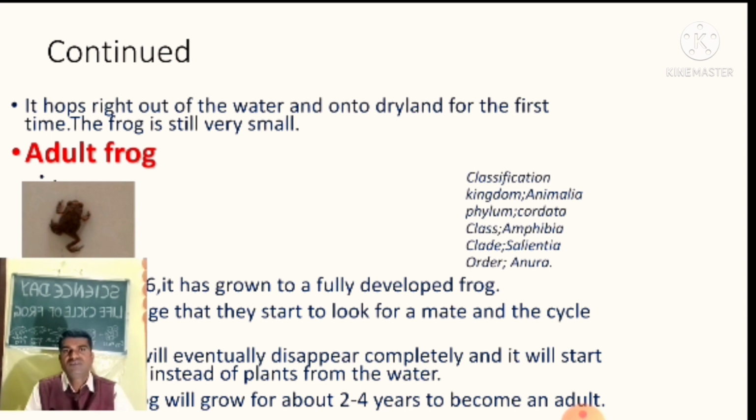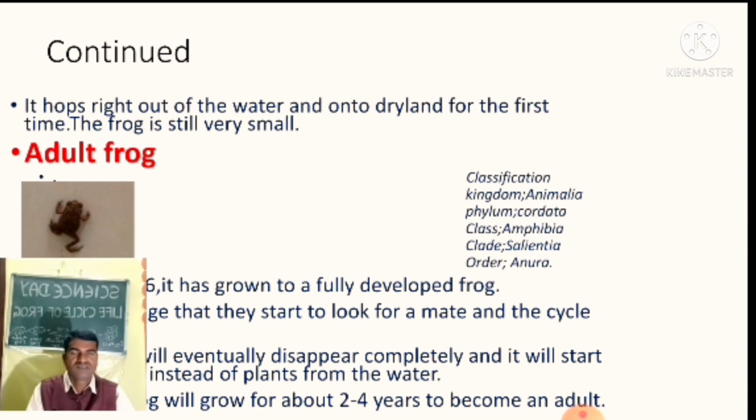At that time, the frog is coming out of the water. It is now reaching the adult stage of the frog. That little structure is now called a frog. It is now jumping into the terrestrial environment from the water. So, adult frog. Next one.